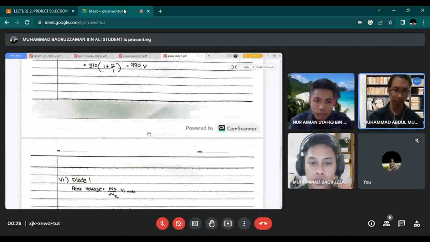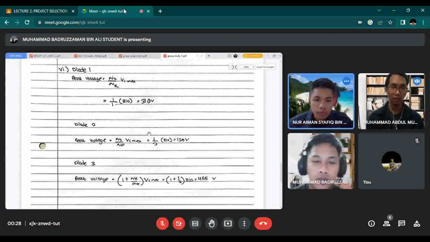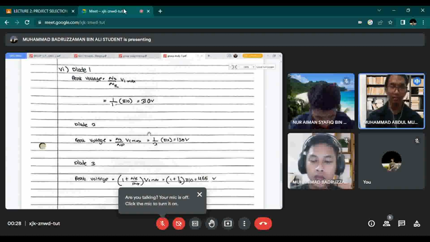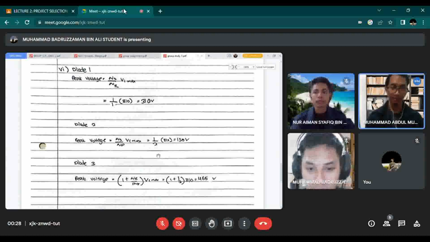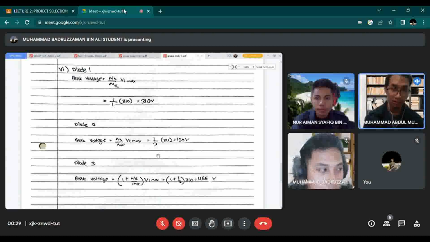Next, for the diode calculation. We should know that there are 3 diodes in this calculation. For the peak voltage of the first diode, we use secondary turn over reset turn times voltage input maximum. The secondary turn is 1 and the reset turn is 1, times 310, we get 310 volts. For diode 2, we use the secondary turn over primary turn times voltage input maximum. So we get the answer 135 volts.